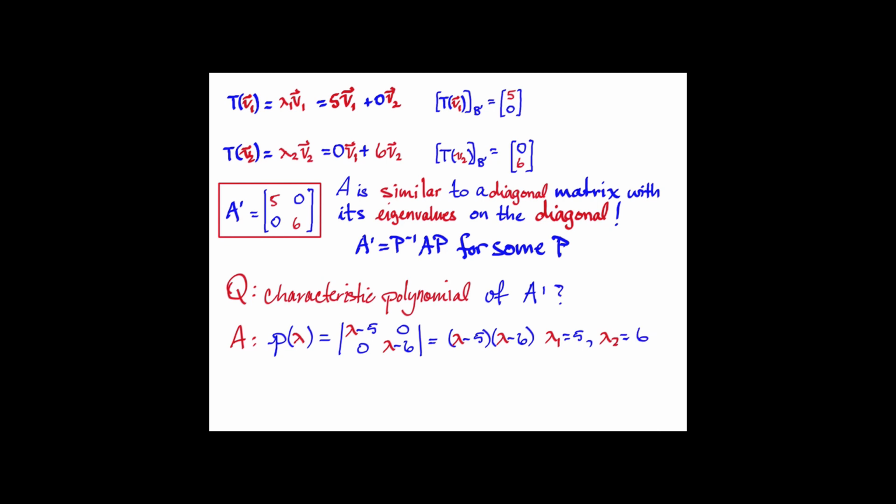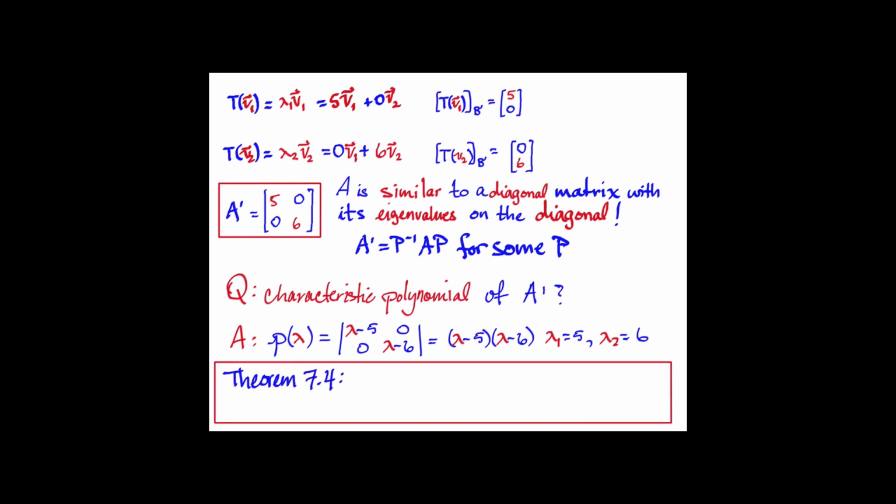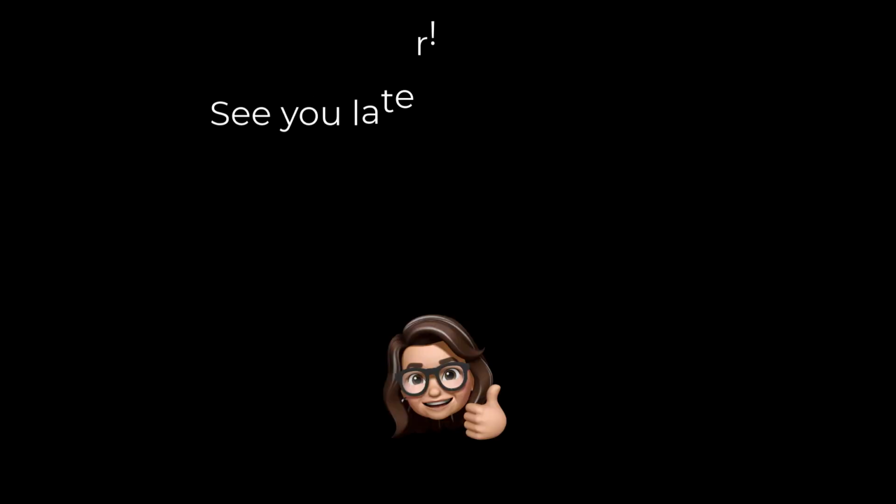That brings us to our first theorem in section 7.2. This is theorem 7.4. It just says similar matrices always have the same eigenvalues. So in 7.2, we're going to be looking at matrices that are similar to diagonal matrices. Not all of them are, but we'll be interested in the ones that are. And I'll see you in some later videos.